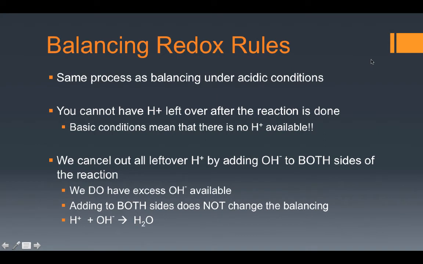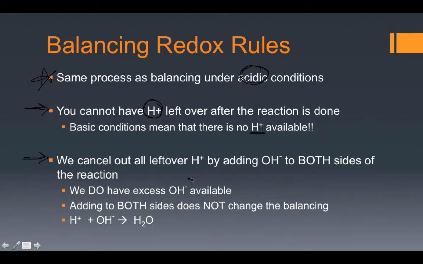Just to take some time to clarify what these new rules mean, I want to focus on the fact that it is exactly the same process for balancing as we did under acidic conditions. You're going to do all the same steps, but the catch is right here. We cannot have excess H+ ions left over after the reaction is done. Basic conditions means that there is no H+ available. So to fix this, we're going to do one extra step, and that's the step we just talked about.